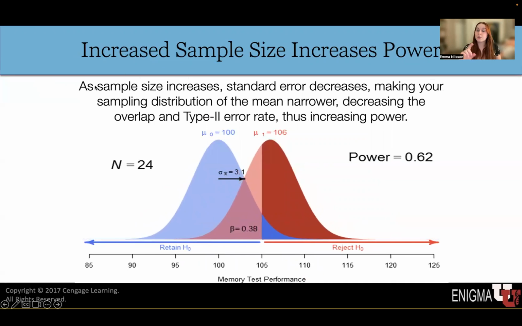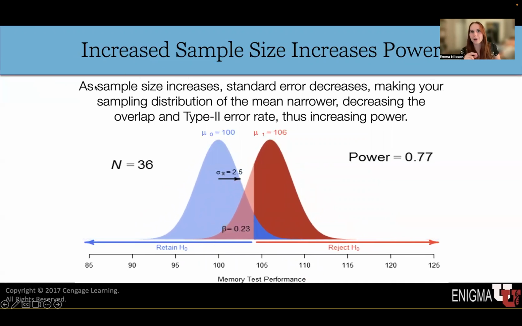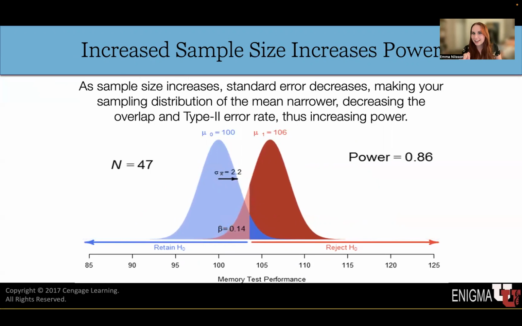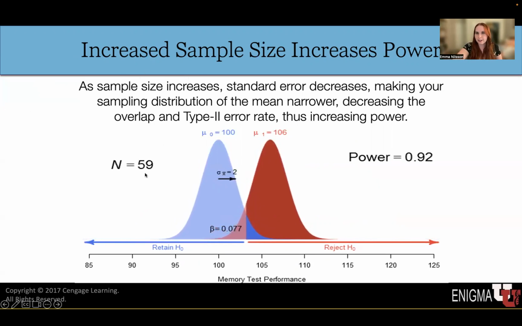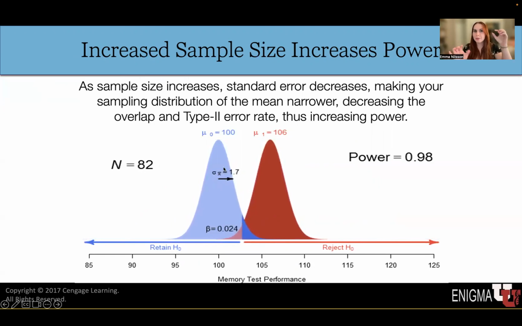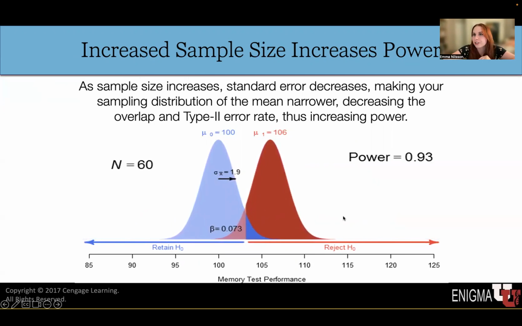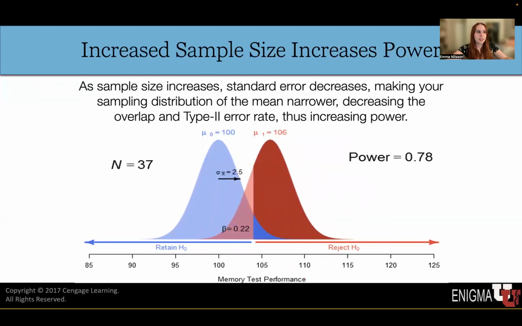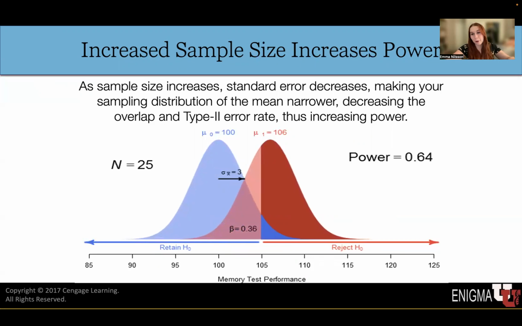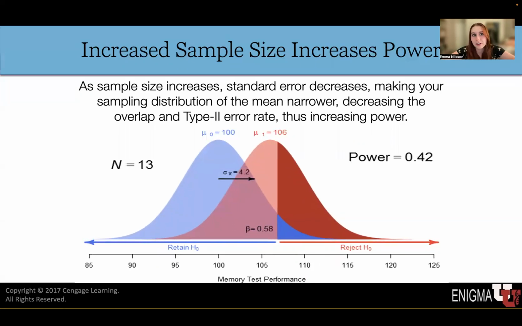This, however, is something we can change when we're looking at increasing power: increasing our sample size. As you increase your sample size here, it decreases your standard error, which makes the sampling distribution of the mean narrower, which decreases the overlap, which decreases your type 2 error rate, which then also increases your power. This is going to be a very helpful strategy for when you want to increase power.